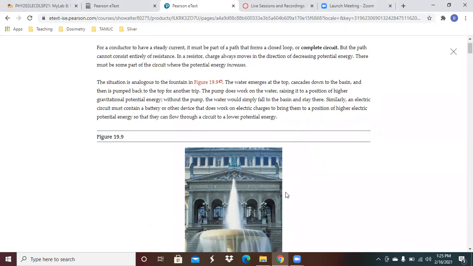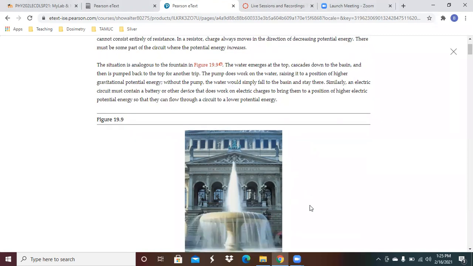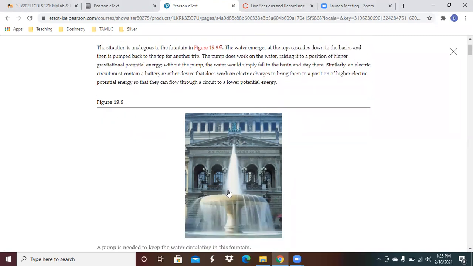So it's analogous here to this fountain. The water is going to come out the top. It's going to cascade down into the basin and then is pumped back to the top for another trip. The pump does work on the water, raising it to a position of higher gravitational potential energy. Without the pump, the water's just going to fall into the basin.